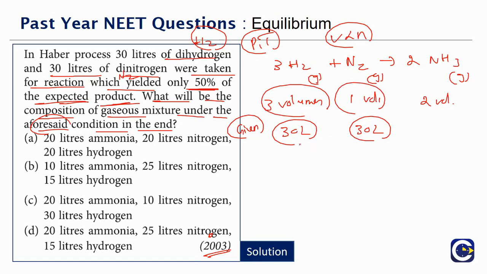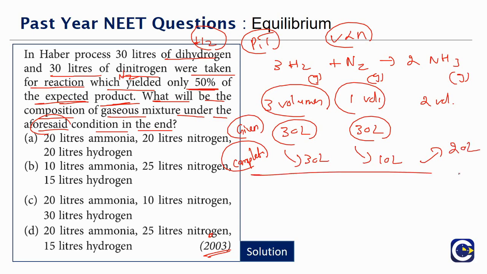If you look at the complete conversion, here 30 liters, if you consume 30 liters, then here we will be consuming only 10 liters, and as a result we are going to be producing 20 liters. Means if we go for the complete reaction, we are going to be having 0 liters of H2 and 20 liters of N2 and 20 liters of the ammonia. So this is what we will be having in terms of the volume.